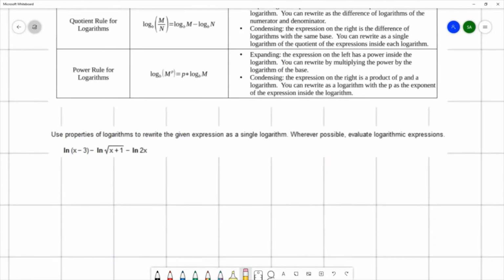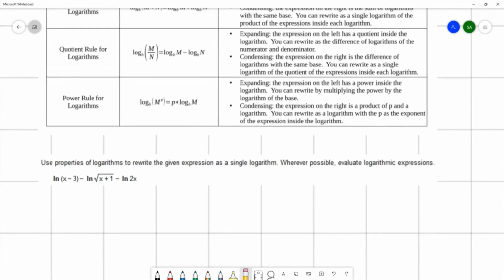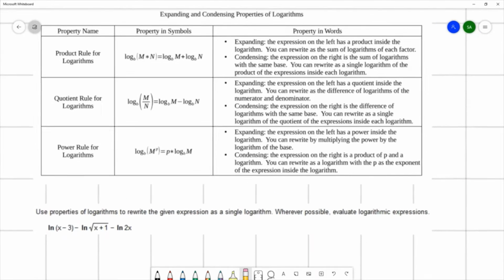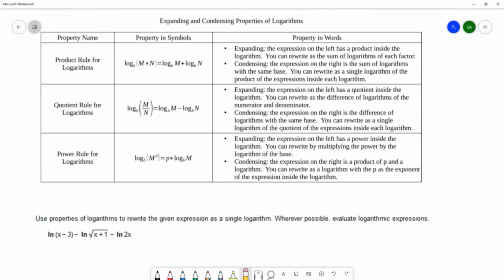So what I've done is I've written out some of the properties that we're going to use to simplify this logarithmic expression. The properties that we're going to use are the product rule for logarithms, the quotient rule for logarithms, and the power rule for logarithms. And in this example, we're trying to condense all of these logarithmic expressions into a single logarithm. And that would be starting with what we have on the right and condensing to what we have on the left.